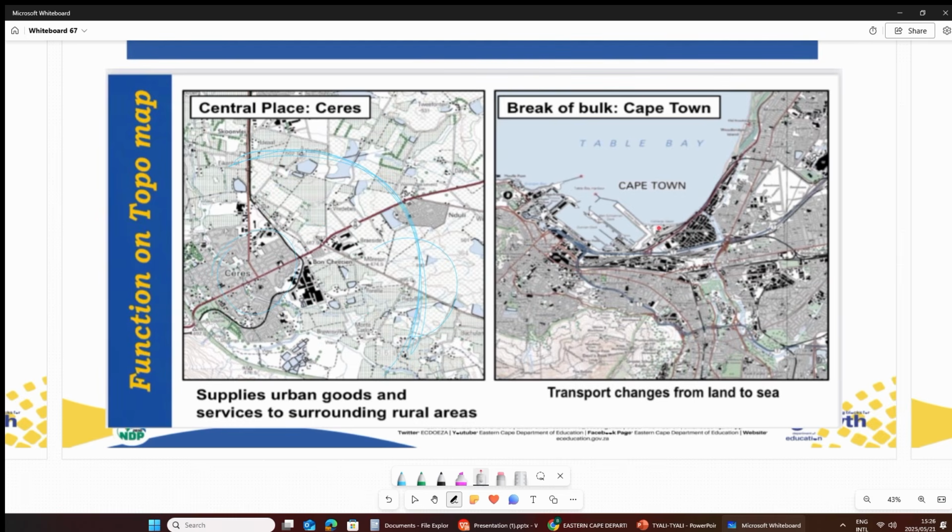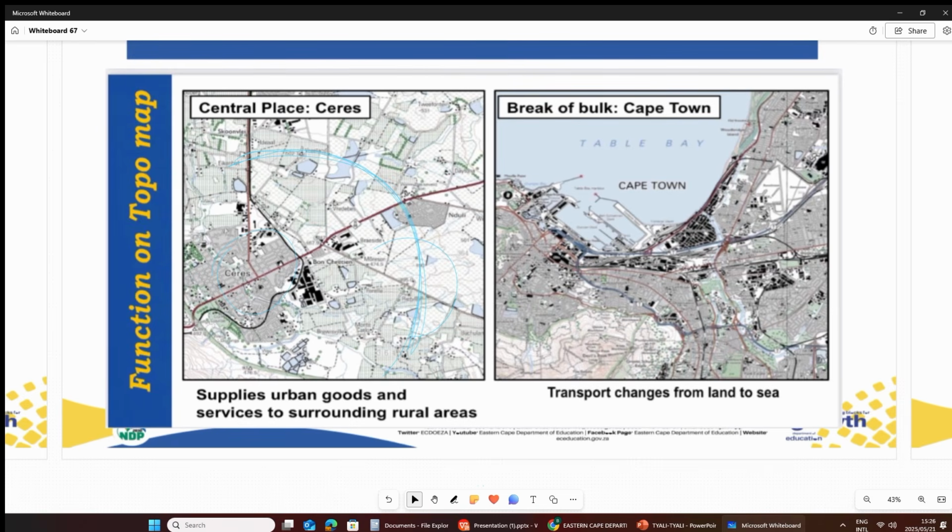And then Cape Town, it is a break of bulk point, or a break of bulk city or town. How do we see? Because this area right here is the harbor, meaning the mode of transport is going to change from the sea transport to the road transport. We all know that the break of bulk is when there is going to be a change in transport from a sea transport to a road transport.